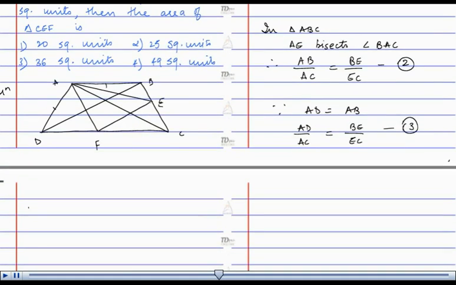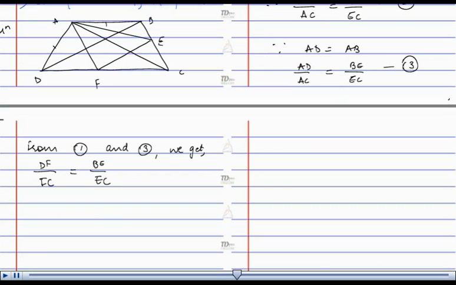Now from 1 and 3 we get DF upon FC is equal to BE upon EC. This implies that DB is parallel to EF.